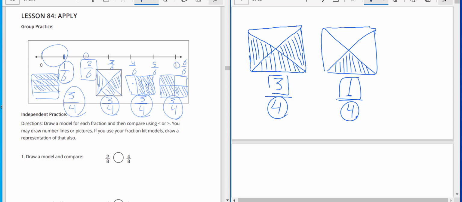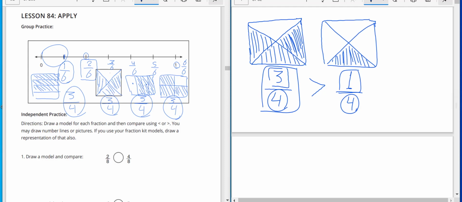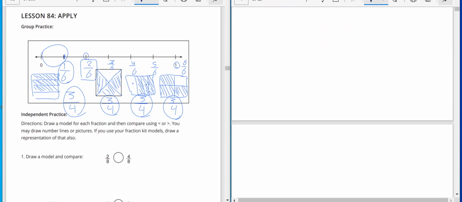What is the greatest of the shaded parts? 3 parts or 1 part? 3 parts is greater than 1 part. So this fraction 3/4 is more than this fraction one fourth. These represent model fractions.